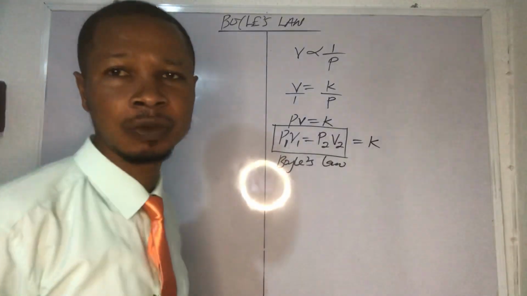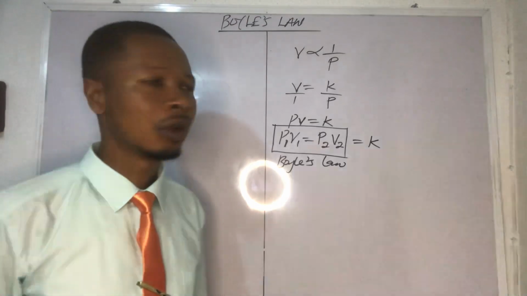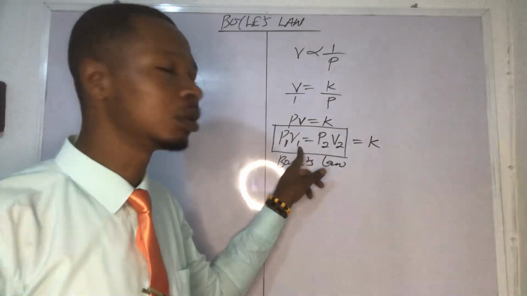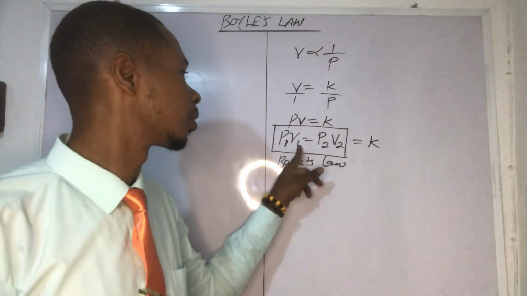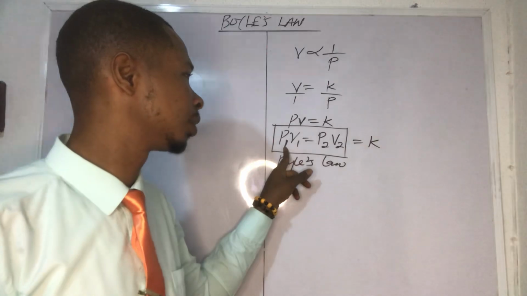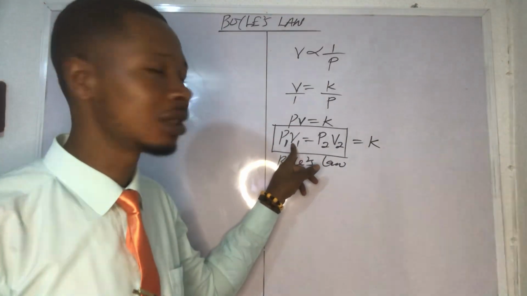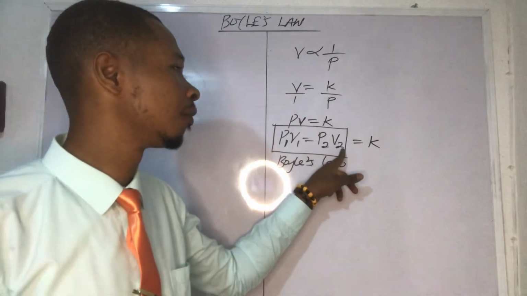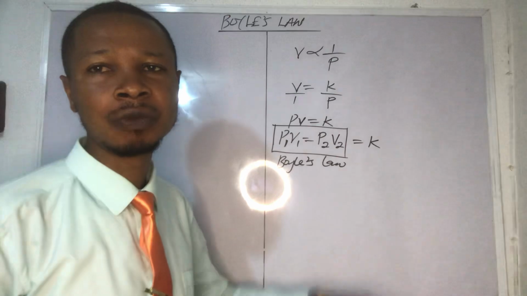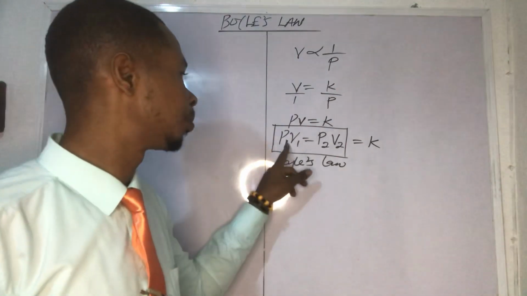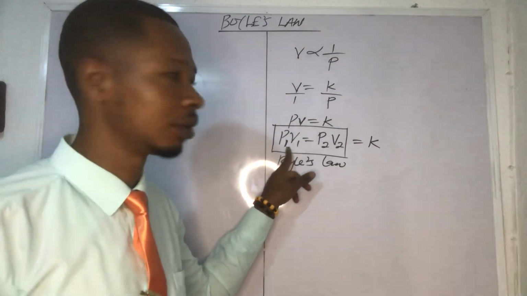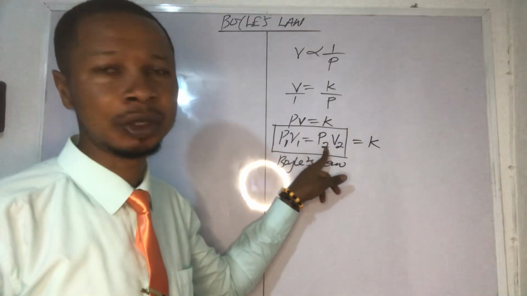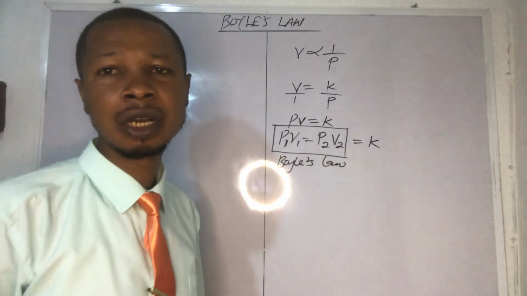That is the expression for Boyle's Law, where P1 means initial pressure, V1 means initial volume, while P2 means final pressure, and V2 means final volume.